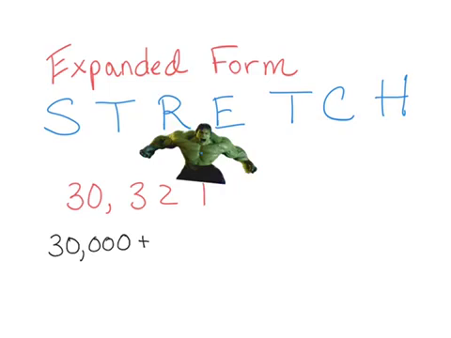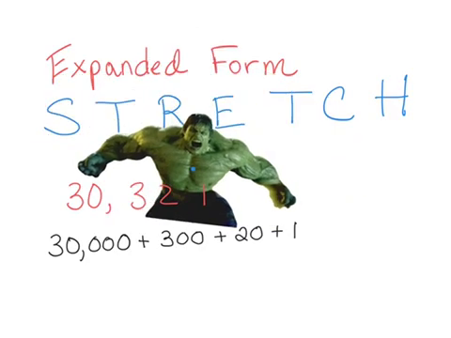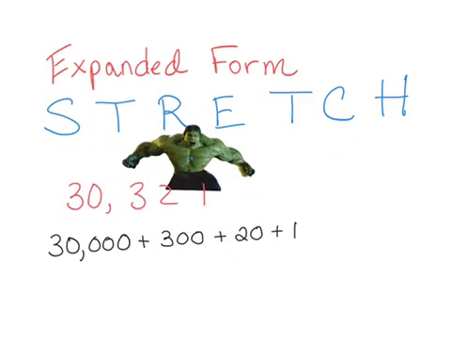plus, because we're going to stretch out that number like the Hulk, we're going to use pluses to show that we're stretching it out. There is no thousands, so I don't need to put any thousands, but now we're going into the hundreds, and we have a value of 300. We have 2 tens, so that means we have 20, and we only have 1 ones.